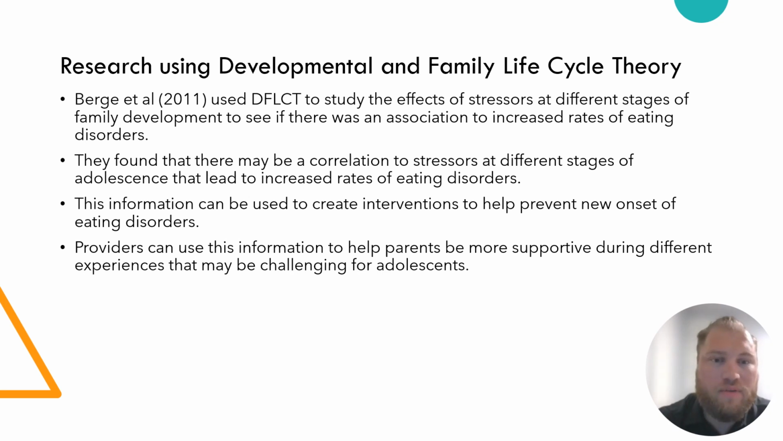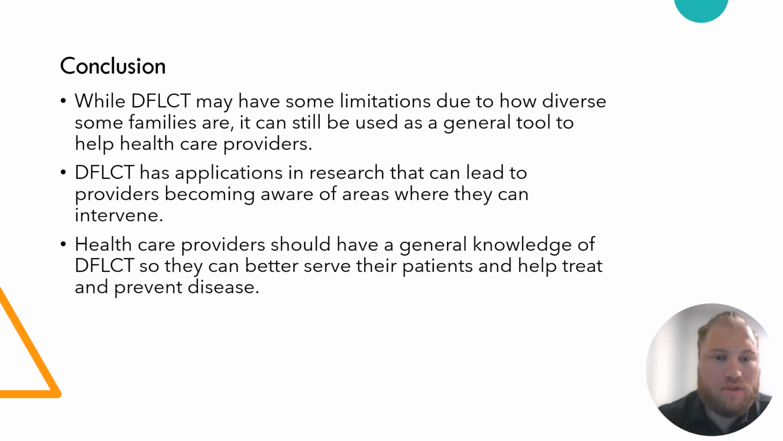So these are just two examples of how this model has been used to show that it can provide better outcomes for patients and give providers an insight into how they can help their patients. So in conclusion, while DFLCT may have some limitations in taking into account all the different family types, it can still be used as a general tool to assess the needs of the patient. It's been used in research and been applied to create interventions, and we should use it because it gives us a general knowledge of how families might work.